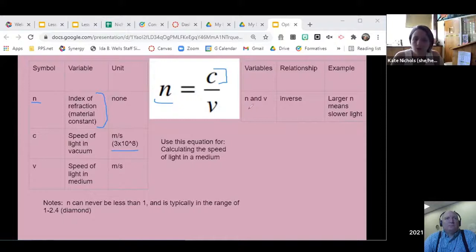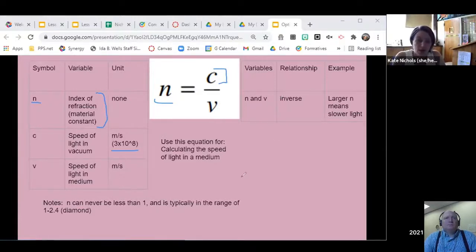The one relationship that's relevant and useful to have in your brain is that N and V are inverse. So the bigger the N, the smaller the V, because it's essentially a ratio, right? It's a ratio of the speed of light to that speed. So the bigger the ratio, the smaller the V value ends up being. So the larger N means slower light in that medium.